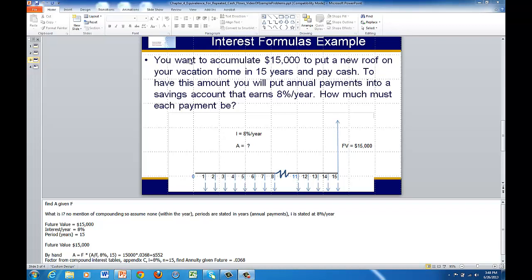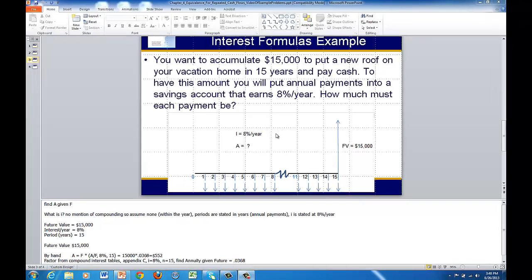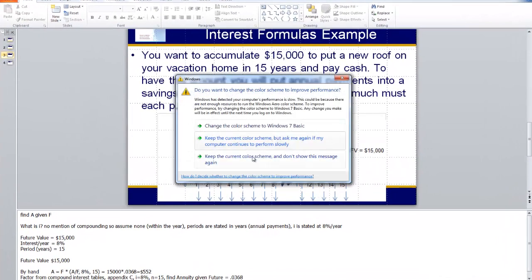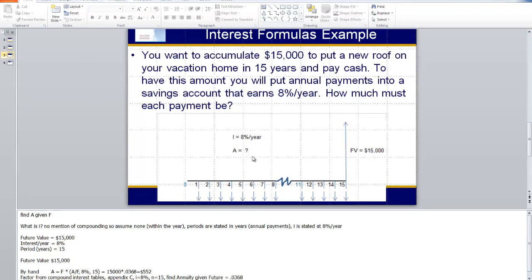So we want to accumulate $15,000 to put a new roof on a vacation home in 15 years. So we're going to be pulling the money out, so that's money coming to us at the end of year 15 so that we can pay cash for the roof repair. To have this amount, you will put annual payments into a savings account that earns 8% per year. So we're given 8% per year. Again, there's no talk of compounding, so we're going to assume there is no compounding through the year. That 8% per year is the nominal interest rate and the effective interest rate, since there is no compounding. How much must each payment be?